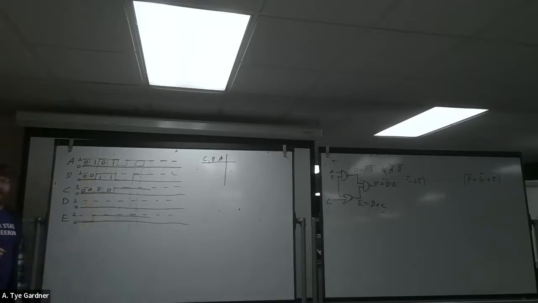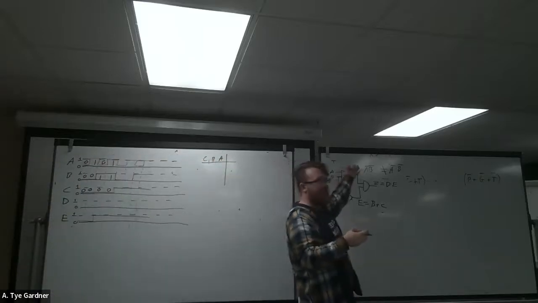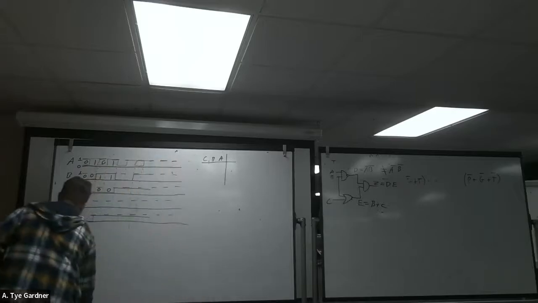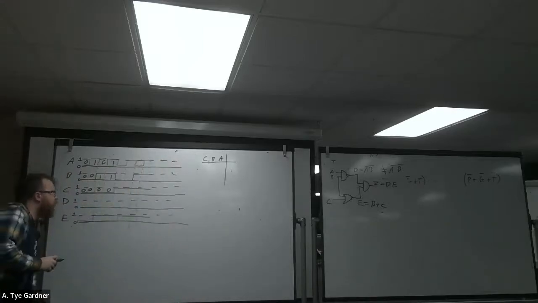That's what my E looks like. That one was easy, right? Or is easy, is I just look for where either B or C is true. Now let's go do the A and B. Well, not A and B. If I was doing A and B, what I would do is I would say, where is both A and B true?